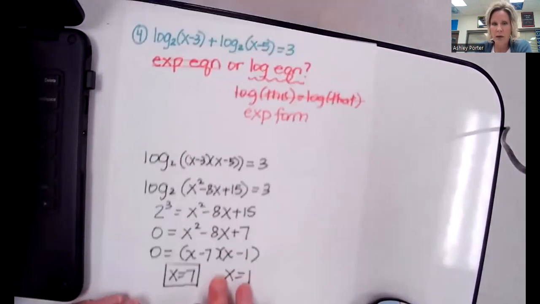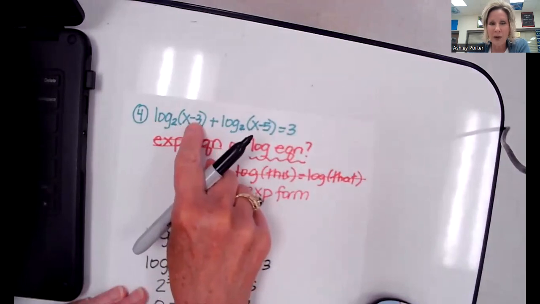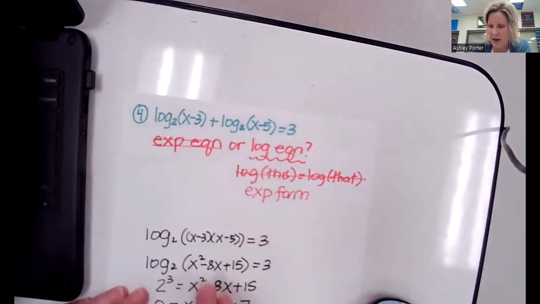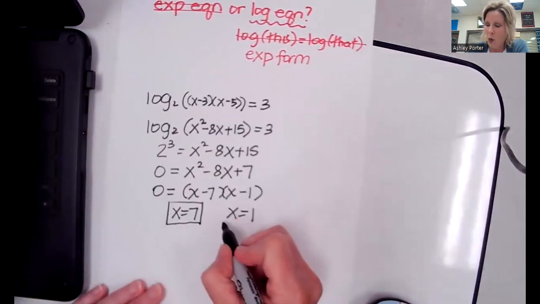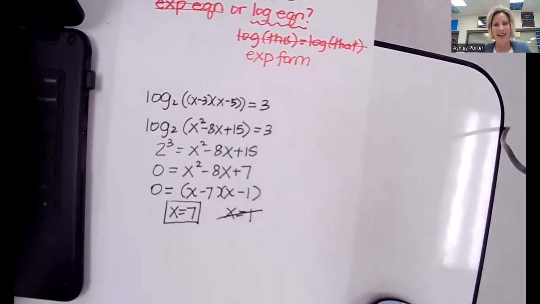Check 1. 1 minus 3 is negative 2. I can't do log base 2 of negative 2. I can't do logs of negatives. So 1 is a bad answer. Strike it. It's extraneous. Question 5.